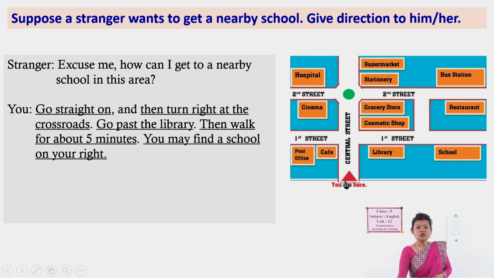Okay, all of you check whether this direction is correct or not based on this map. Look here, you are here and the stranger wants to go to the nearby school, school is here. From here your journey starts, go straight on, and then turn right because the school is on our right, and then go past the library. Look here, this library is on the way, but we do not have to go to the library, so pass it, then walk for about 5 minutes. The distance may be about 5 minutes, and you may find a school on your right. So, in this way it is correct, very good.